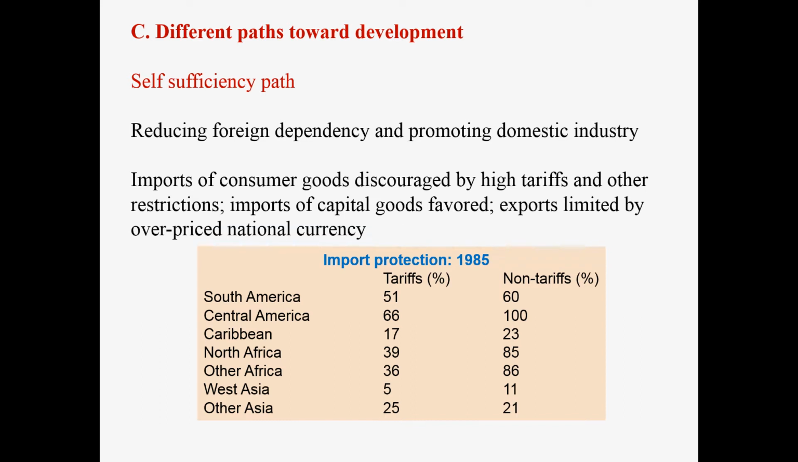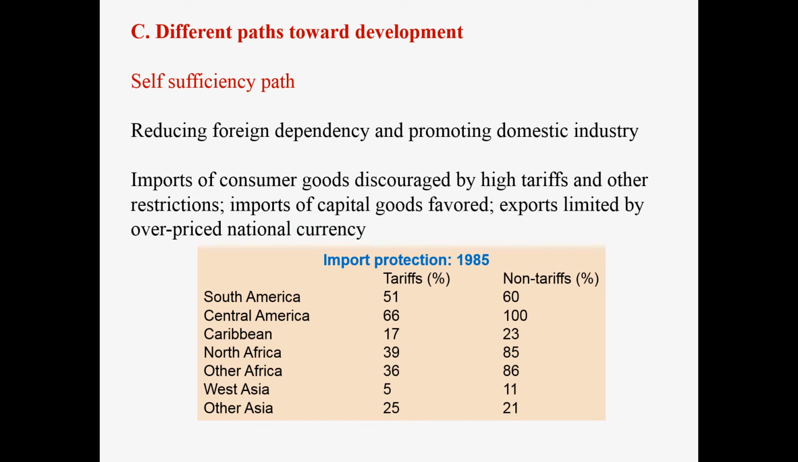So, for example, they set up high tariff rates. Tariffs are taxes on imports, and there are some other restrictions to discourage import of consumer goods. At the same time, they encourage import of capital goods. Capital goods refer to those big machines that contain important technologies. So they want to import those capital goods so that they can use advanced machines to develop their national industry.